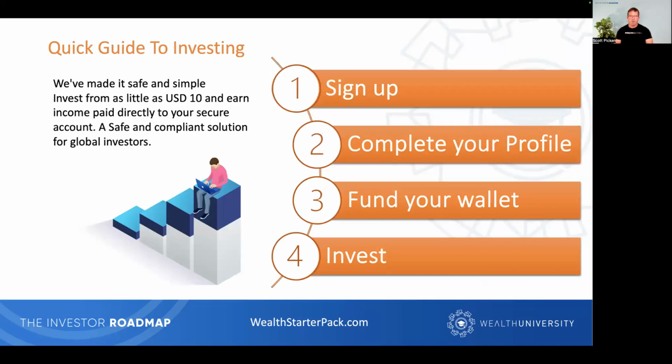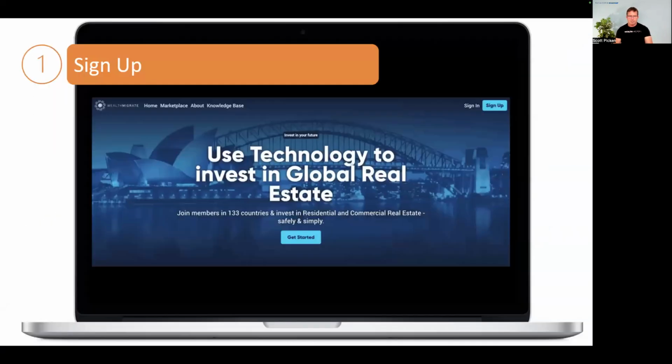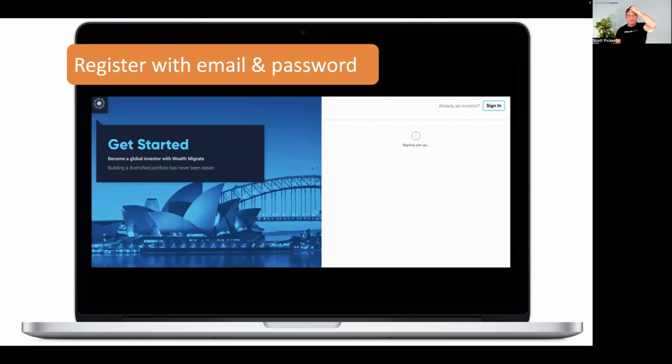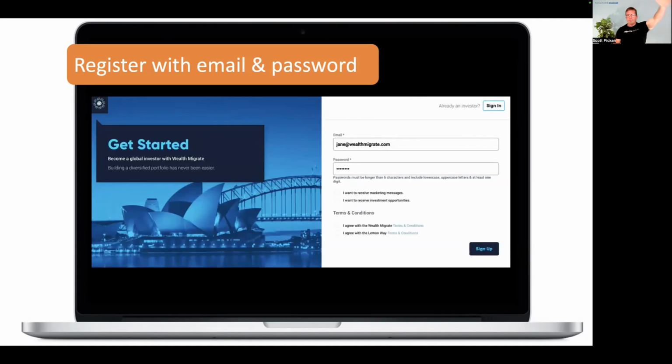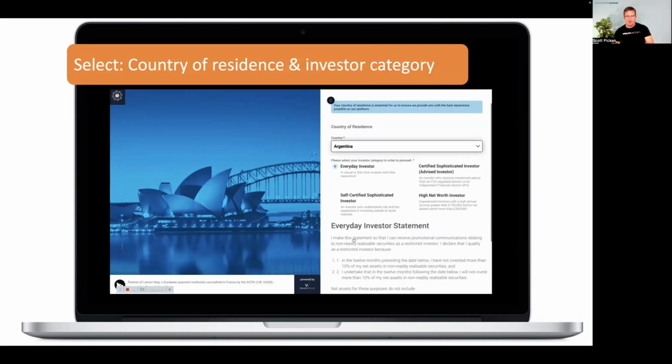So if you look at it, there's 4 simple steps. You sign up, you complete your profile, you fund your wallet, and you invest. So let's look at how that works. So if I go to sign up, you literally go in, you fill in your details like you would on any other website, you agree to the terms and conditions, and you literally sign up. You then have to verify your email, just check your spam if you don't see it. And then you go in and you select your country of residence and your investor category.